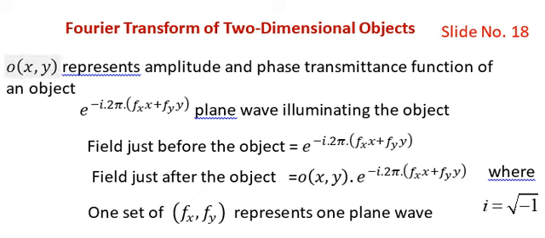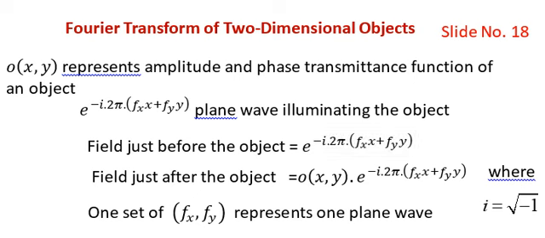And here you know that O of x and y represents the amplitude and phase transmittance function of the object. And e to the power minus iota 2 pi (fx x plus fy y) is a plane wave that illuminates the object. So we can say that the field just before the object is equal to this plane wave, that is e to the power minus iota 2 pi (fx x plus fy y).